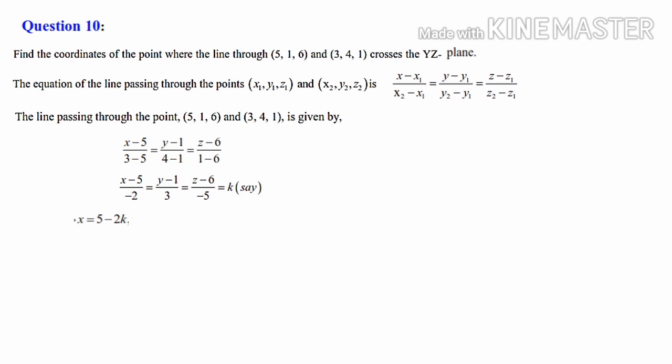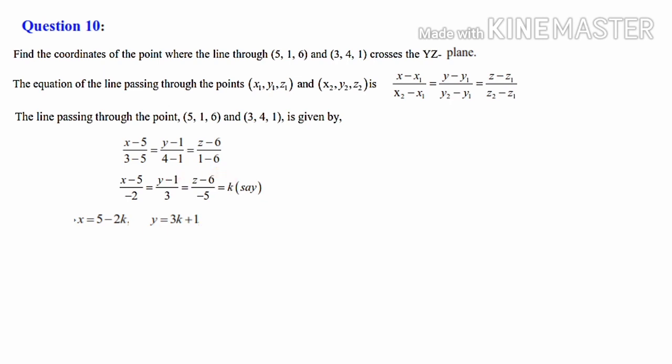Then when you equate this x minus 5 by minus 2 with the constant, we will get x minus 5 is equal to minus 2 into k. So x is equal to, minus 5 will go to the right side, it becomes plus 5 minus 2k. That is the x coordinate we got. Next, the y coordinate we will get when you multiply 3 with k, it is 3k. This minus 1 will go to the right side, it is plus 1. So 3k plus 1.